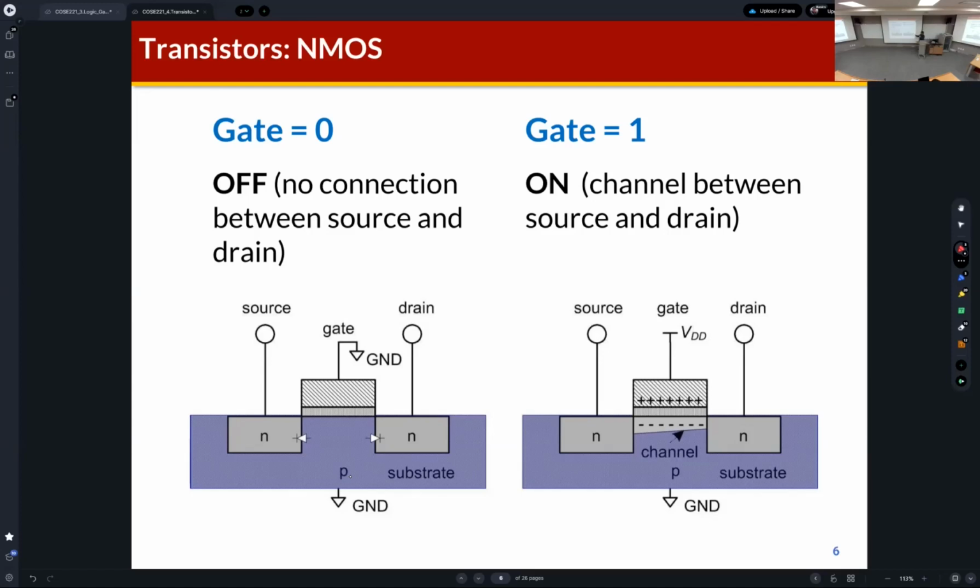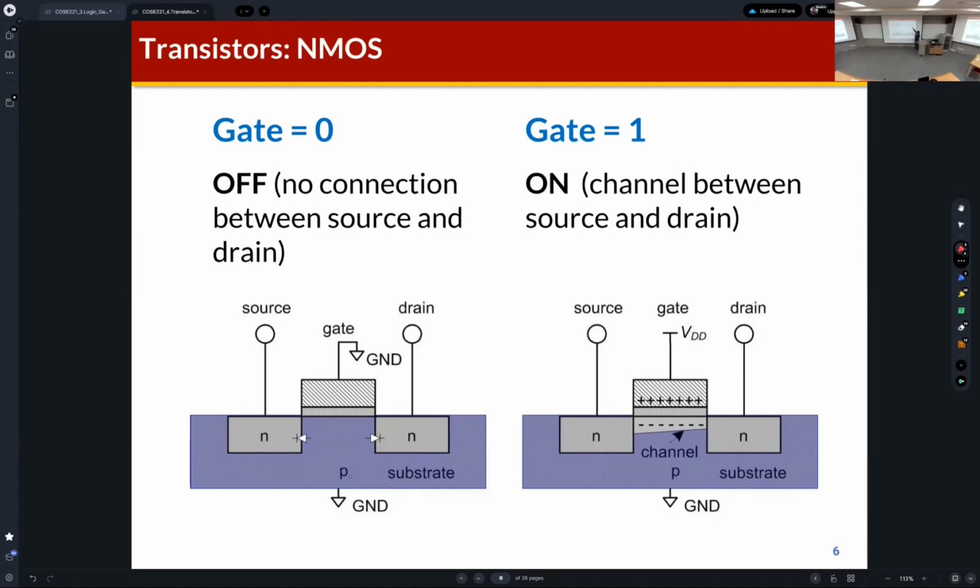Right? So it's a kind of electric physics. Because we cannot observe differences in the voltage level between gate and substrate, the channel is not generated here between the source and drain, which means that the source and drain are not connected.